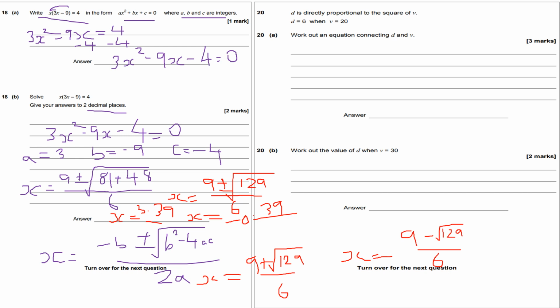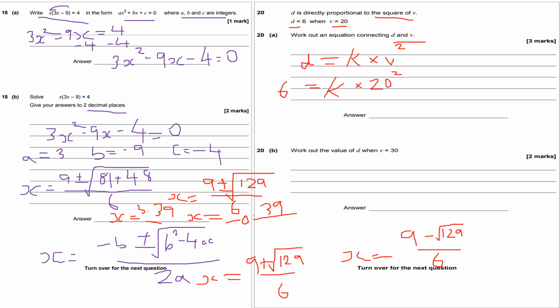The next one, d is directly proportional to the square of v. So when d is 6, v is 20. Work out an equation connecting d and v. So d is proportional, so d is equal to some constant multiplied by v squared. The square of v here means v squared. When d is 6, v is 20, so k lots of 20 squared.